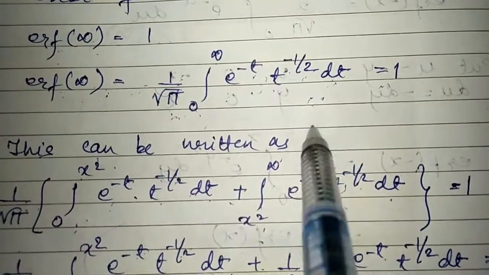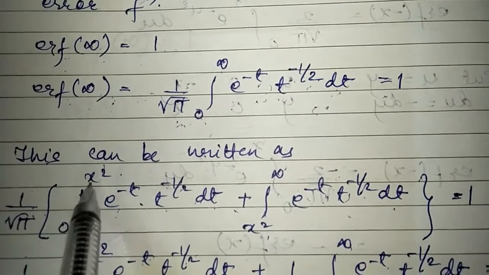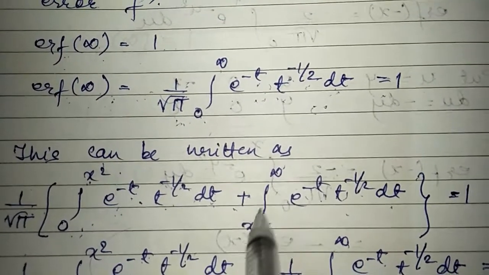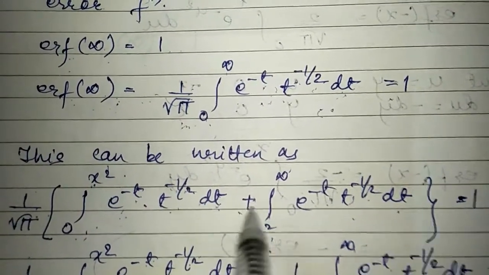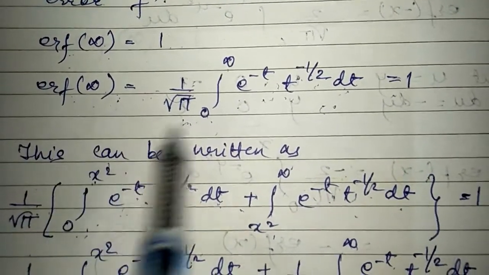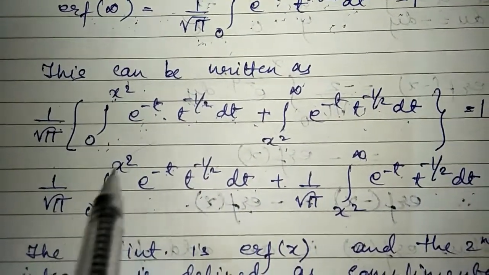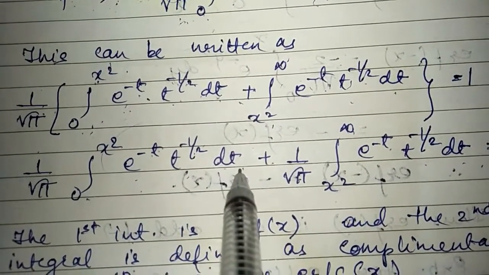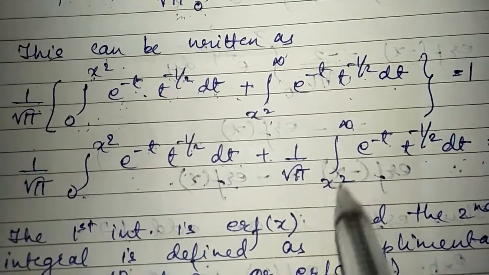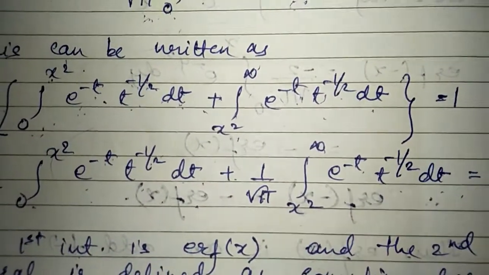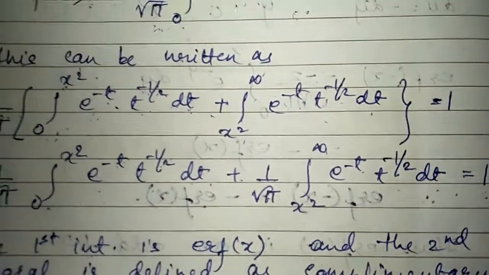We will split this integral into 2. It's integral 0 to x square e raised to minus t into t raised to minus 1 by 2 dt plus integral x square to infinity e raised to minus t into t raised to minus 1 by 2 dt. And we know this is equal to 1. Now this can be further split as 1 upon root pi integral 0 to x square e raised to minus t into t raised to minus 1 by 2 dt plus 1 upon root pi into integral x square to infinity e raised to minus t into t raised to minus 1 by 2 dt, and this is equal to 1.